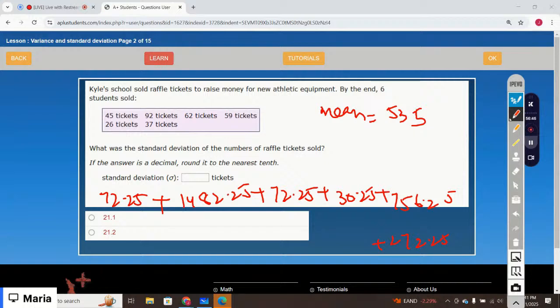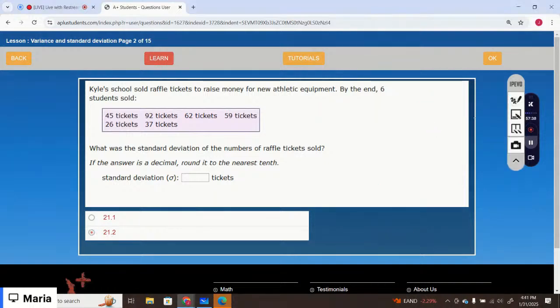72.25 plus 1482.25 plus 72.25 plus 30.25, 756.25 plus 272.25, 2631.5 divided by 6. That is 21.2. Option number 2 is the correct option.